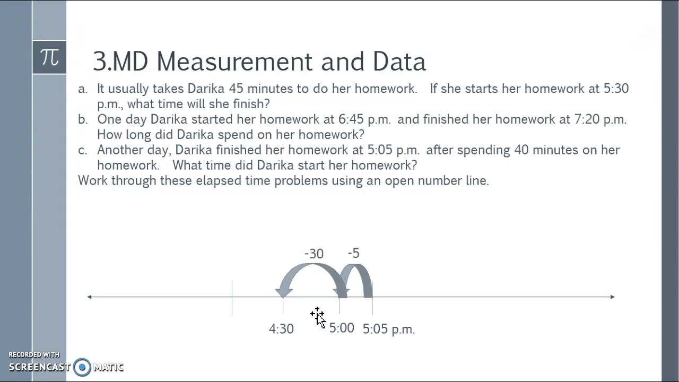The next benchmark would be 4:30, a nice benchmark. So 30 and 5 is only 35. We still need 5 more minutes. So if I subtract 5 more minutes from where I started, it should be 25, we get 4:25. Therefore, Derica started her homework at 4:25 p.m.